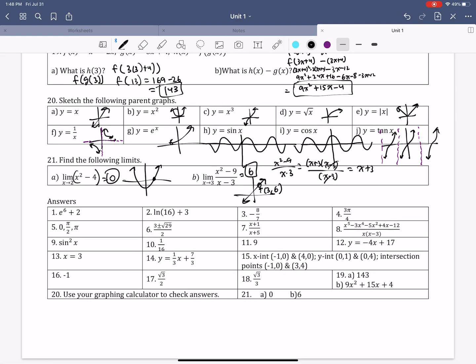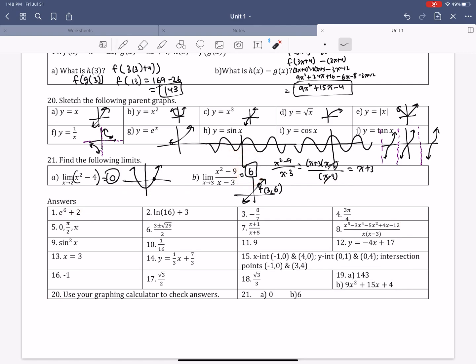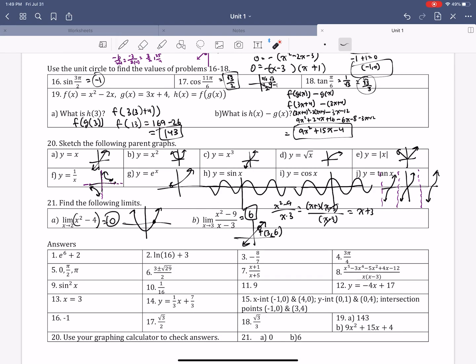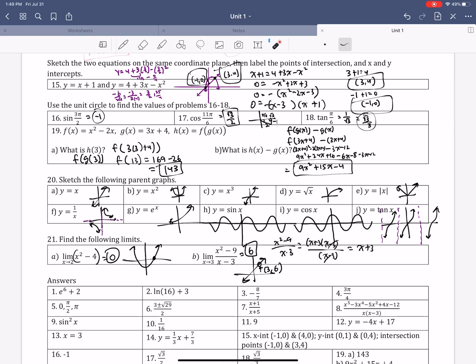Okay, we got answers here. Let's go ahead and check the answers. So number 26, 21, 6, and 0. Okay, good. Sketching a graph, not there. Yeah, you can use Desmos. 19, we got B, 9x squared plus 15x plus 4. Yep, we're good. A, we got 1 to 43. We're good. 18, we have root 3 over 3, root 3 over 2, and negative 1. We're good there.